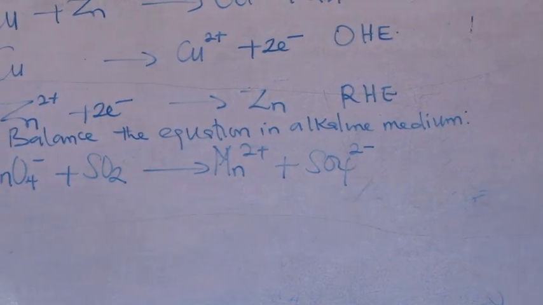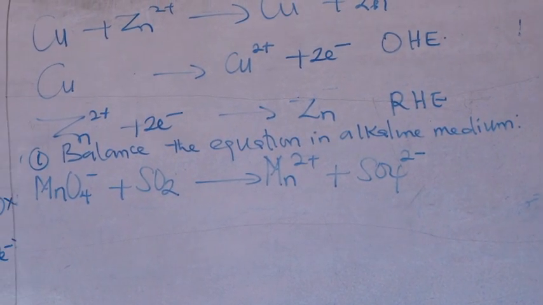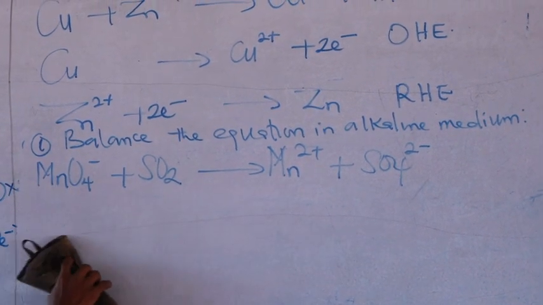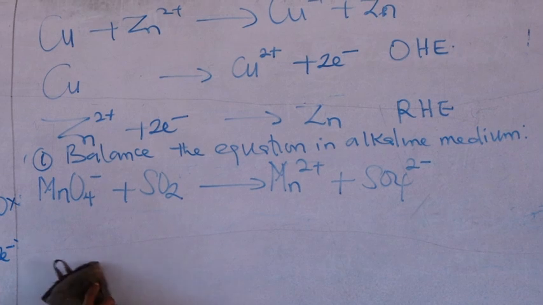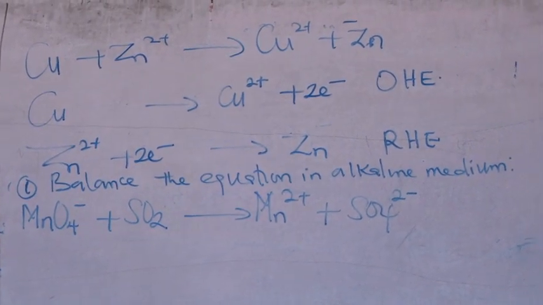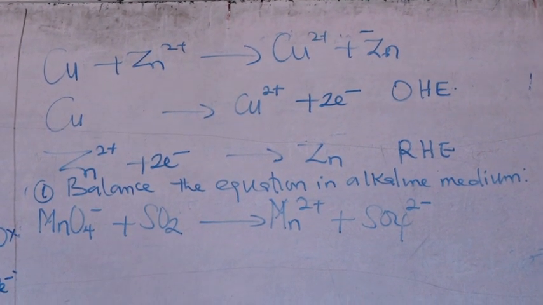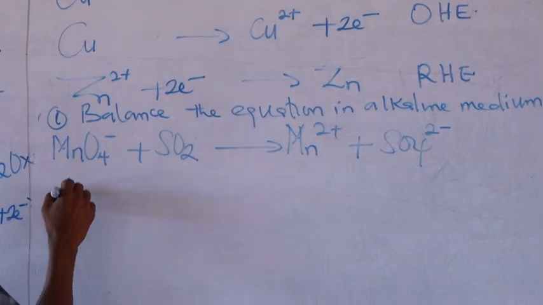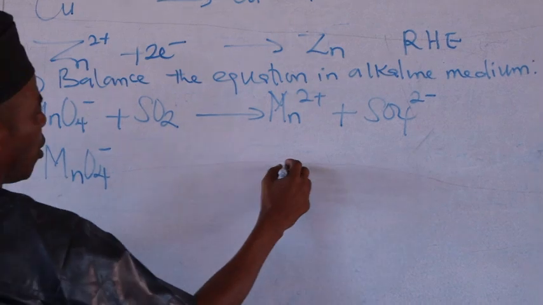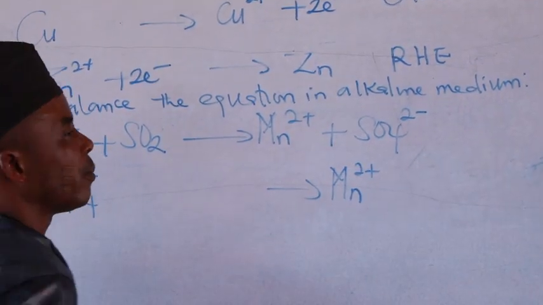Remember, we are following the same step. Break the equation into two halves. We are balancing the equation into two, breaking the equation into two halves. Then each of the half equations will be balanced. Then we can now combine the two halves there. Now we have MnO4 minus will give us Mn2 plus.